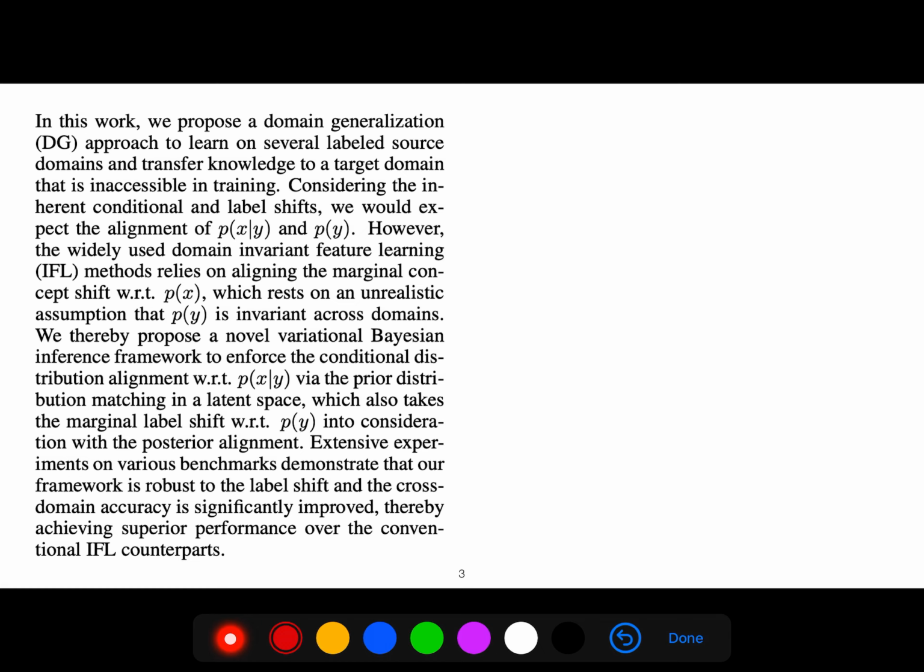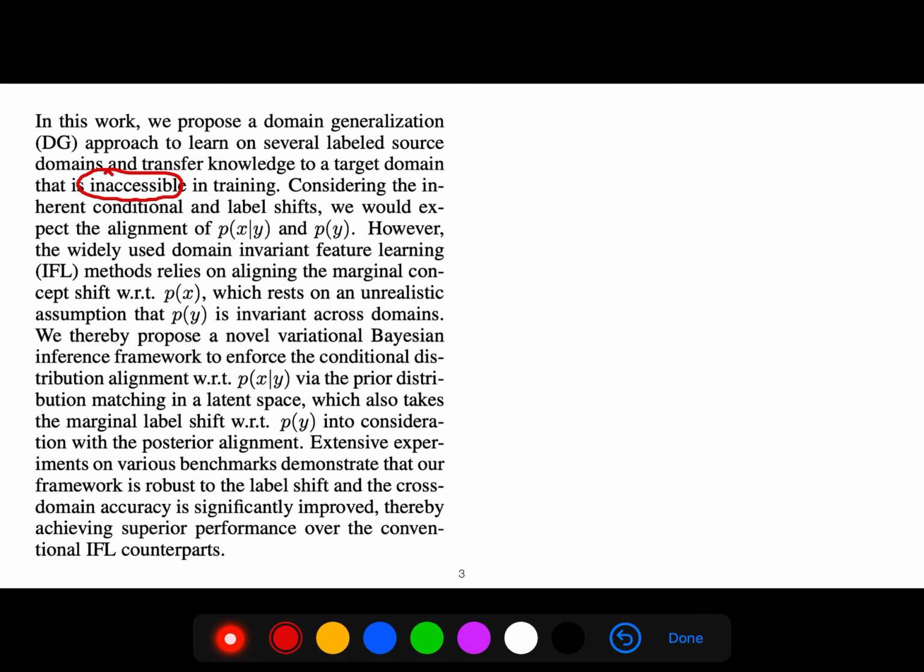So we propose a domain generalization approach to learn on several labeled source domains and transfer knowledge to a target domain that is inaccessible in training. It means that even the samples are not accessible. We know that in unsupervised learning we never use labeled data, but here not only do we not use labeled data, but also we don't use the samples, the sentences themselves.